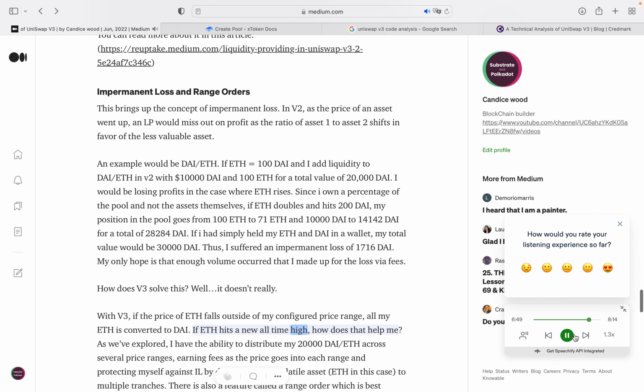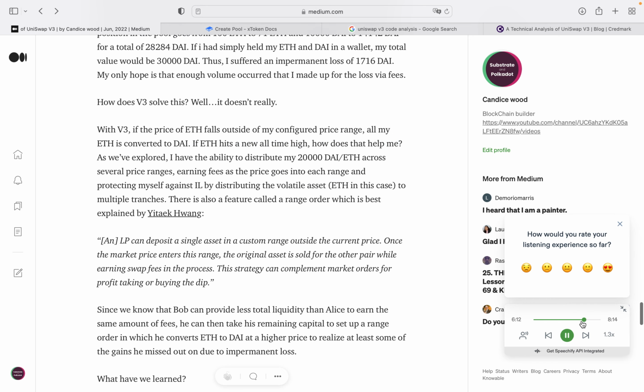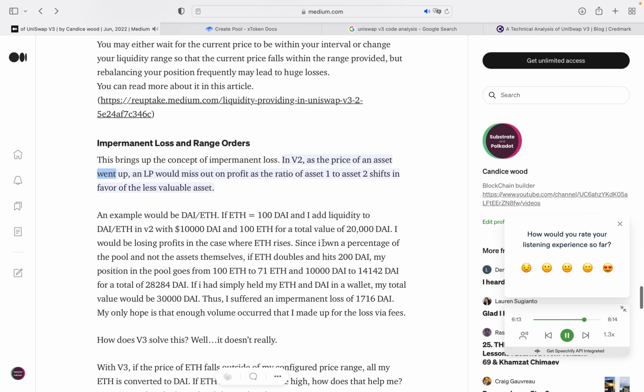It's a new all-time high. How does that help me? If the price of an asset went up, an LP would miss out on profit, impermanent loss, and range orders.